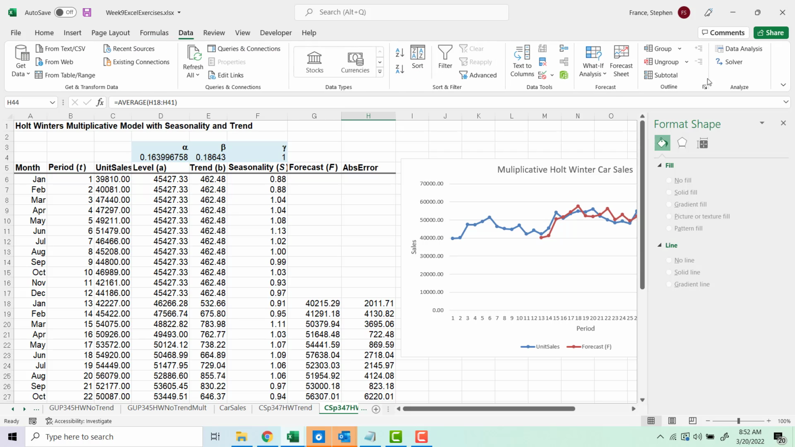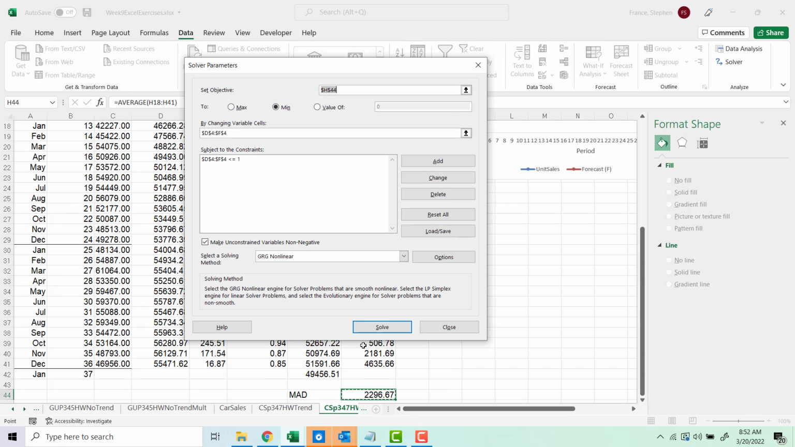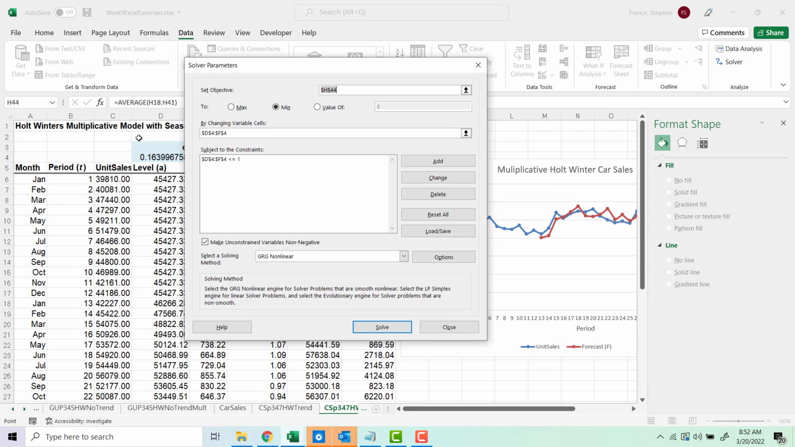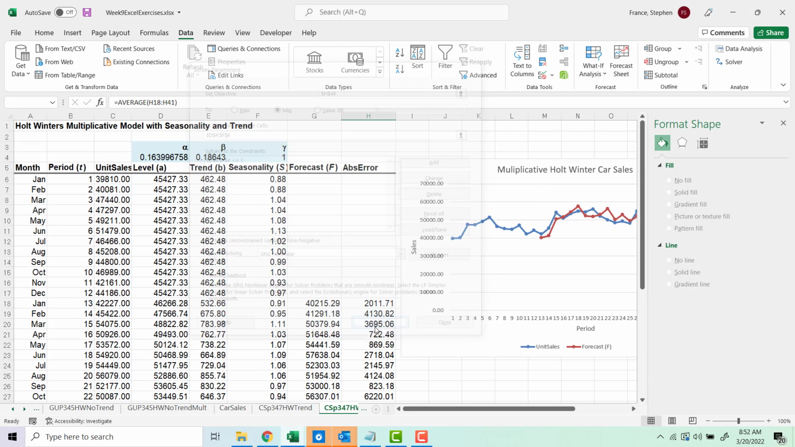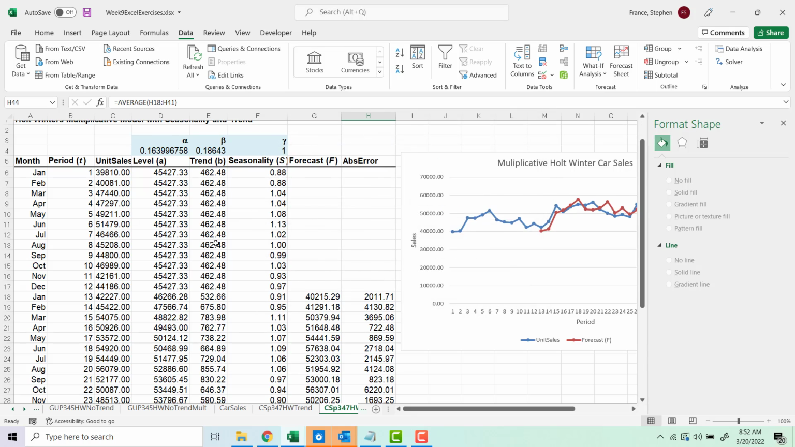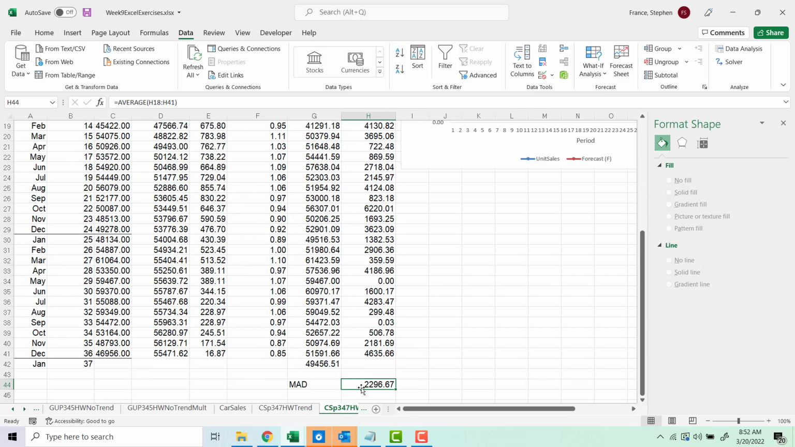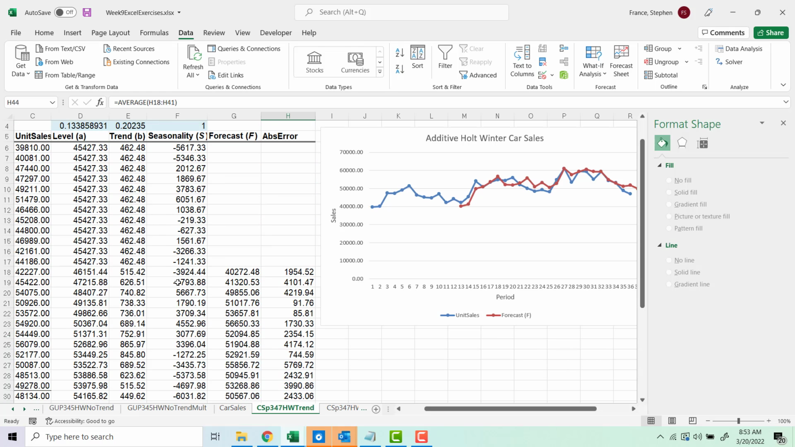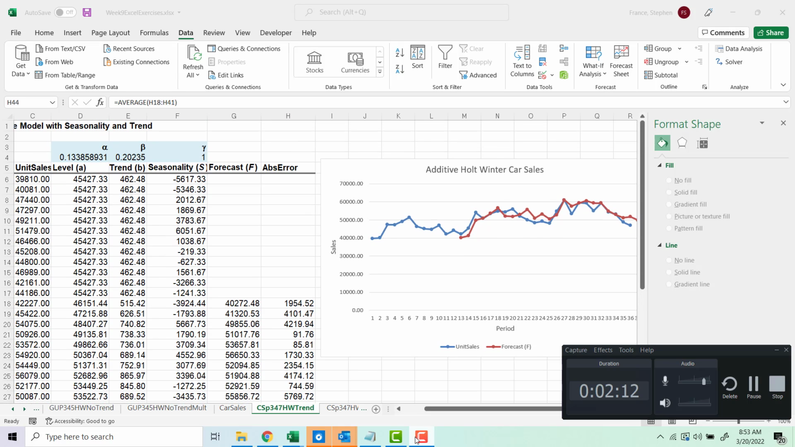So just go Data, Solver, solve H44 by altering my parameters. And yeah, I did this before. So this is 2296 for the multiplicative model, and this is 2252 for the additive model. So the additive model works slightly better in this instance. Okay, and that's it. Literally, I was just spending a little time altering the formulas to give you the multiplicative version rather than the additive.